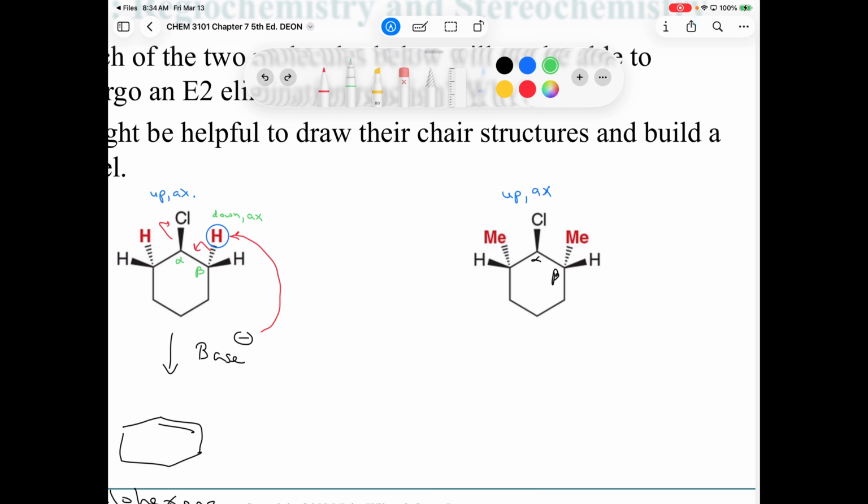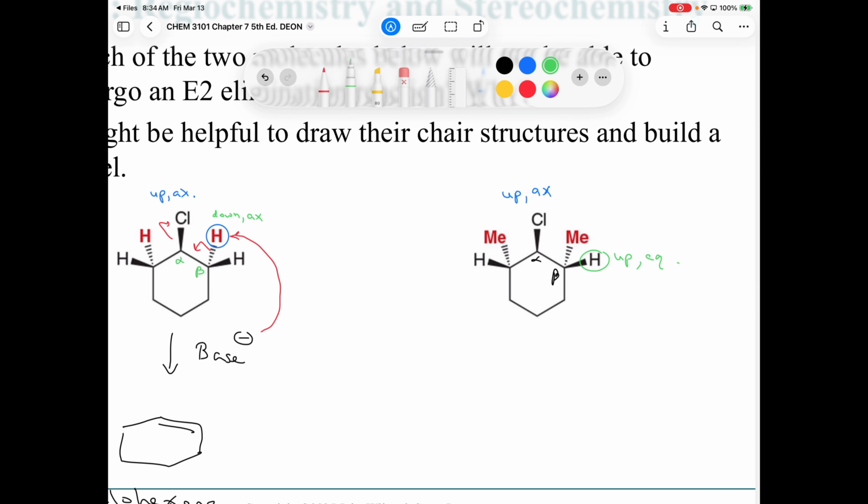I'll ask you guys, this proton is up in what? Equatorial. Womp womp. Can we do an elimination this time? Nope. Right? Somebody's going, no dice. Not happening, right? Not today. Why? Because the requirement isn't met.